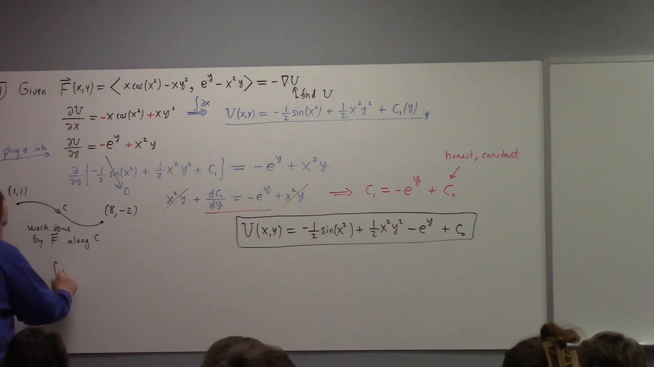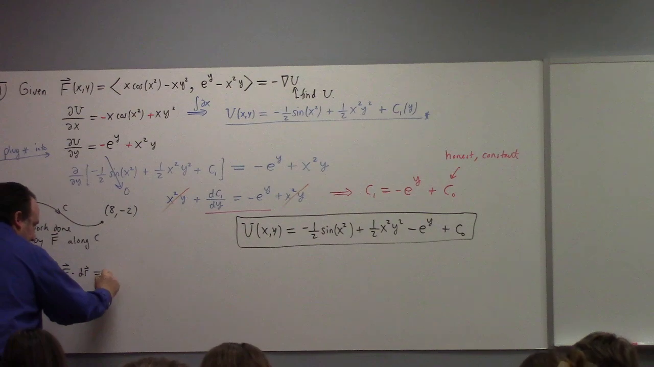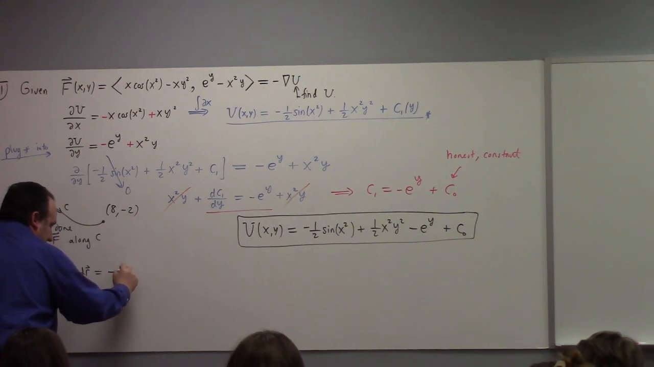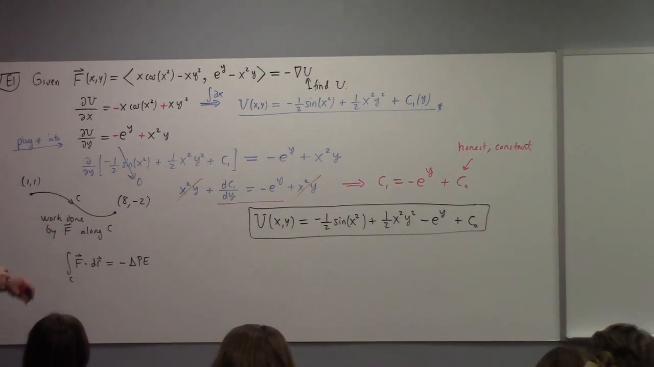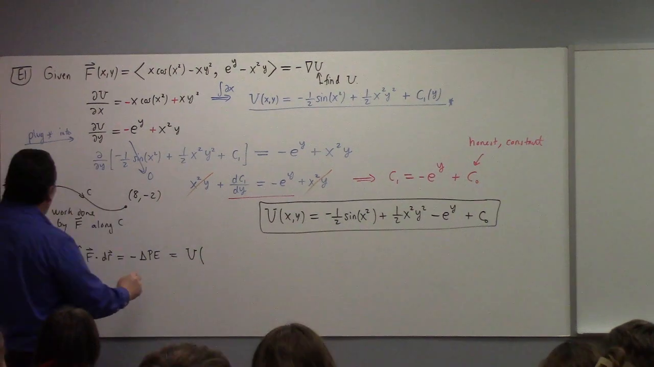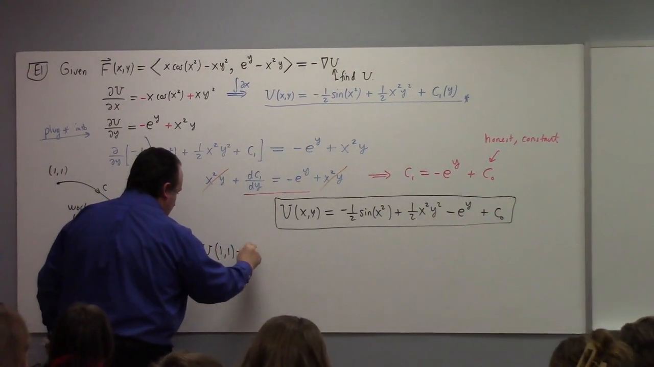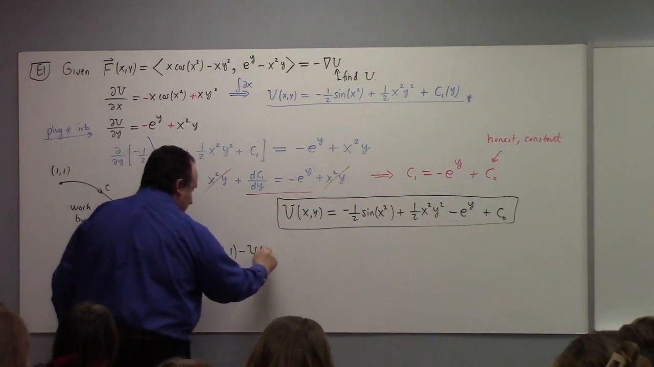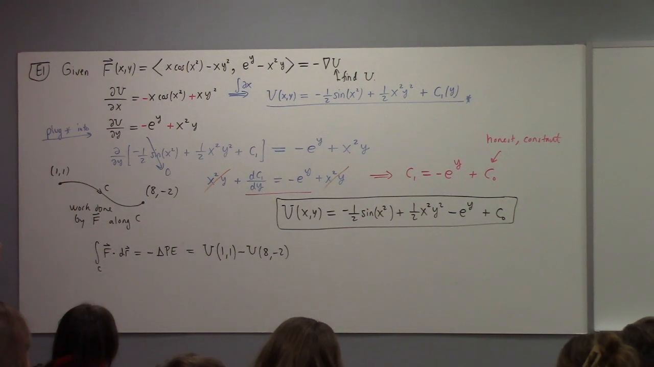We would calculate the integral of F dot dr along C. That's minus the change in the potential energy. But since we know the potential energy function, this would be U of (1, 1) minus U of (8, -2). So we could calculate the work done simply using the formula we have right there. We just plug the points in and take the difference.